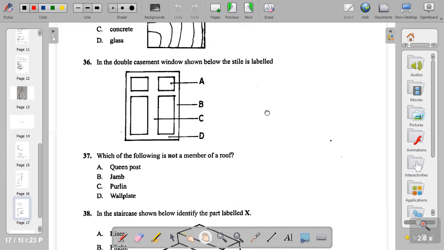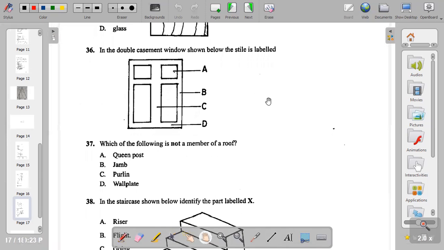Question 36. In the double casement window shown below, the stile is labeled. A is glass, B is the stile, C is mullion, and D is the seal. So the answer to question 36 is B.